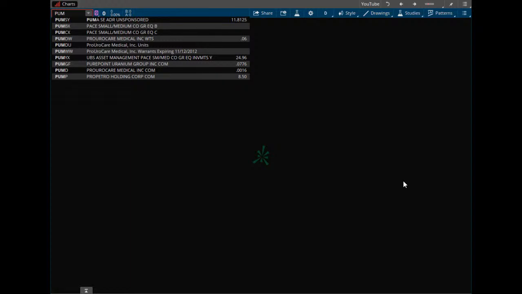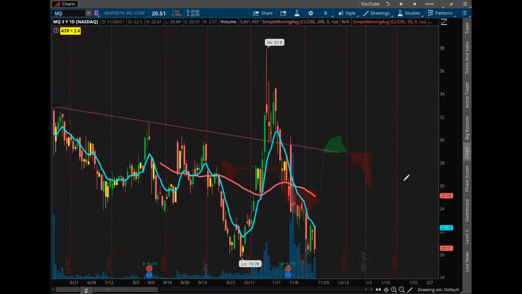I don't have that one on the list here, but let's take a look at MQ. MQ with the bearish engulfing-ish day today, right? So outside day, so basically inside, outside day. Outside, inside, outside day, so off of the ADMA, so a little bit of caution on that one.